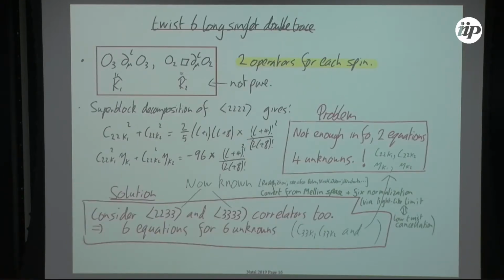Okay, now at twist 6, we start getting some complications. Here there are two operators. It's easy to see. I can have O3 times O3, that's twist 6. Or I can have O2, Laplacian O2. The Laplacian has twist 2.